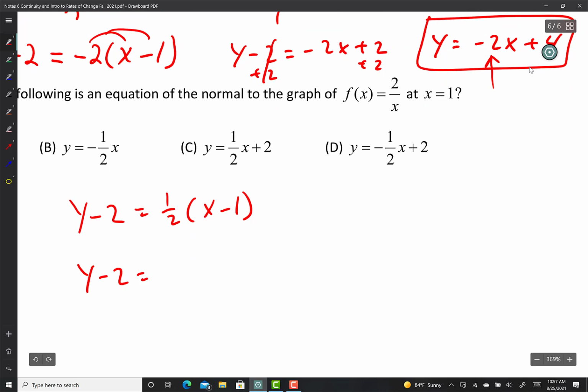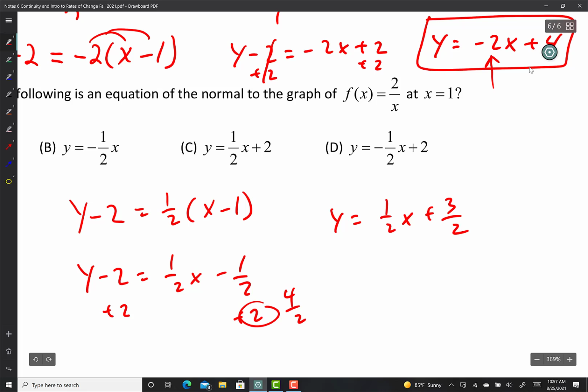y minus 2 equals 1/2 x minus 1/2, plus 2, y equals 1/2 x. Let's see. That 2 is the same thing as 4 over 2. So negative 1 plus 4 is 3/2. And this is my normal.